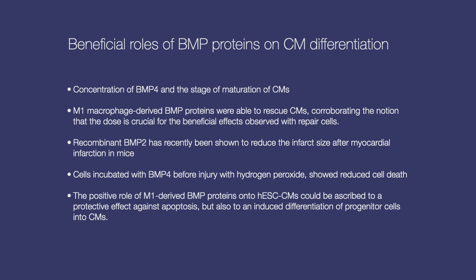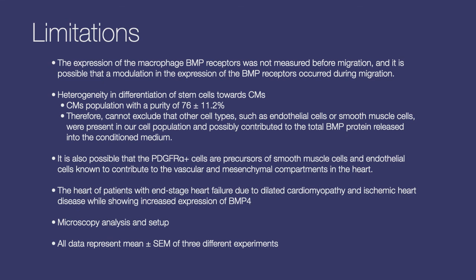Other studies have used recombinant BMP2 and have recently shown to reduce. Another study showed that cells incubated with BMP4 before injury with hydrogen peroxide showed reduced cell death. And this study asserts that the positive role of M1-derived BMP proteins onto human mesenchymal cardiomyocytes could be ascribed to a protective effect against apoptosis, but also to induce differentiation of progenitor cells into cardiomyocytes. Lastly, I just want to go over some limitations that I encountered in this paper.